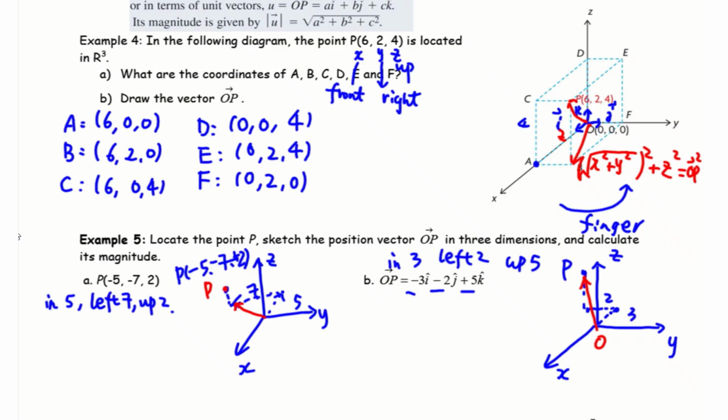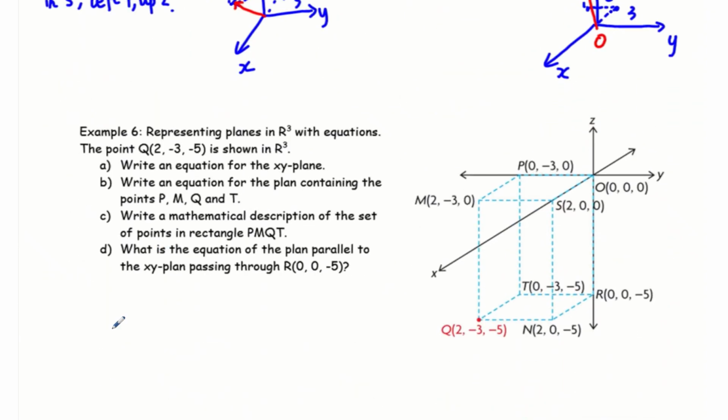So now we are going to see the last example: representing planes. So planes means it's just a flat surface in 2 dimensions in 3 dimensions, with an equation. The point Q is (2, -3, -5). So this is x, this is y, this is z. So 2 to the front, 3 to the left, then 5 down. This is a point. It asks you to write an equation for the xy plane.